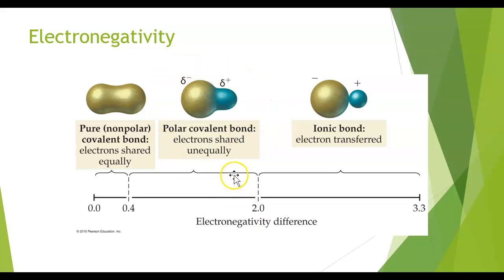But this would be a polar covalent bond, so electrons are more around the atom on the left than they are on the atom on the right. And then ionic, anything greater than that 1.7, or like in this one it shows 2.0, this is where the electrons are transferred, and so there's such a big difference that the electron actually leaves one atom and goes to the other one.